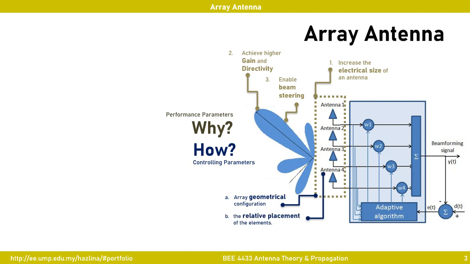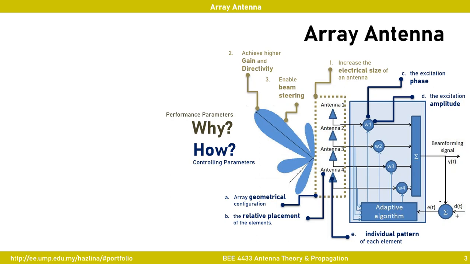Optimum relative placement of the elements. Elements that are placed too near to each other will increase the mutual coupling level and limits the scanning range of the array, while elements that are separated too far apart will generate grating lobes that reduce the overall directivity of the array. Exciting the right phase and amplitude, and utilizing the right antenna to generate the desired element pattern. These properties determine the performance and operation of an array antenna.